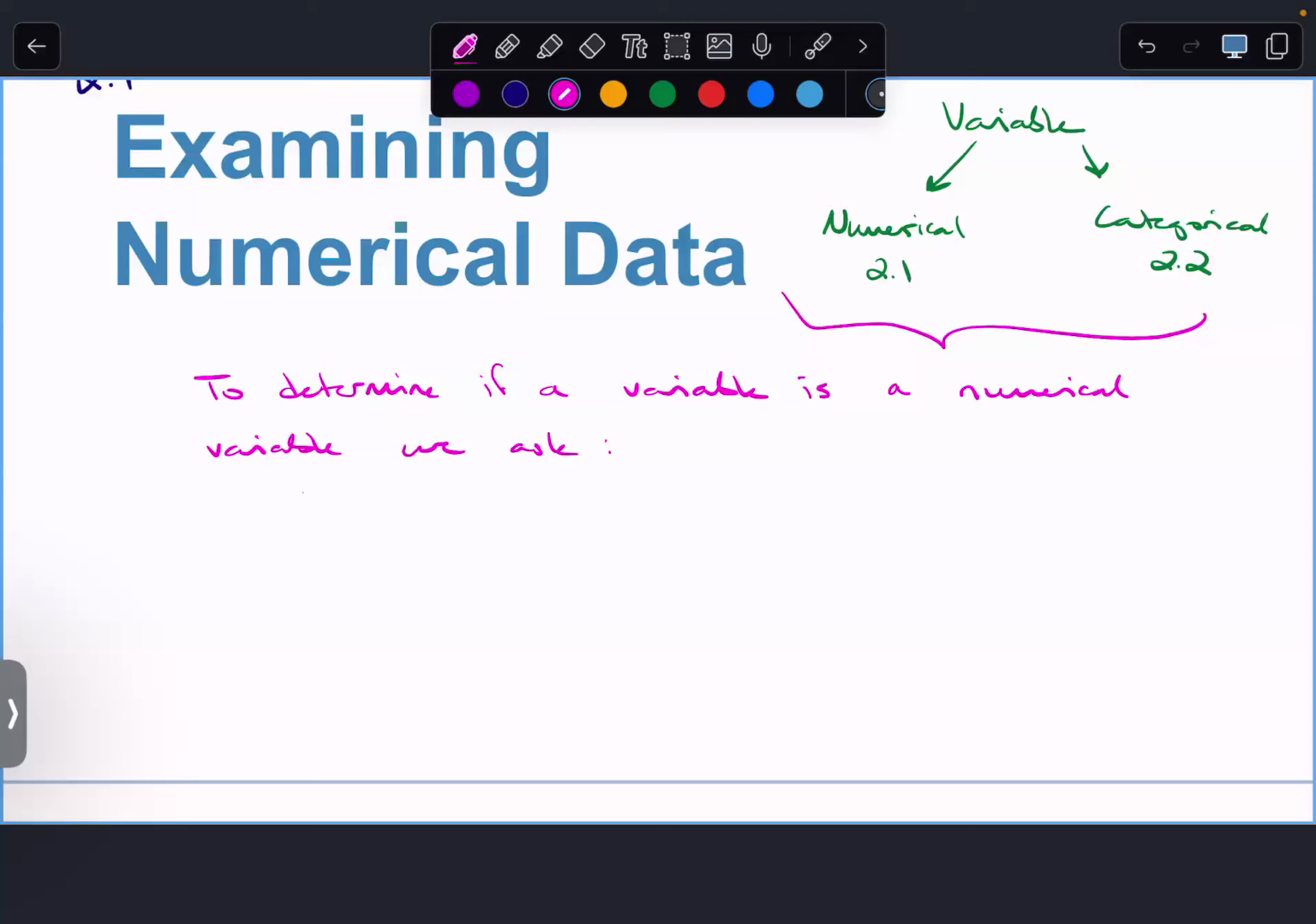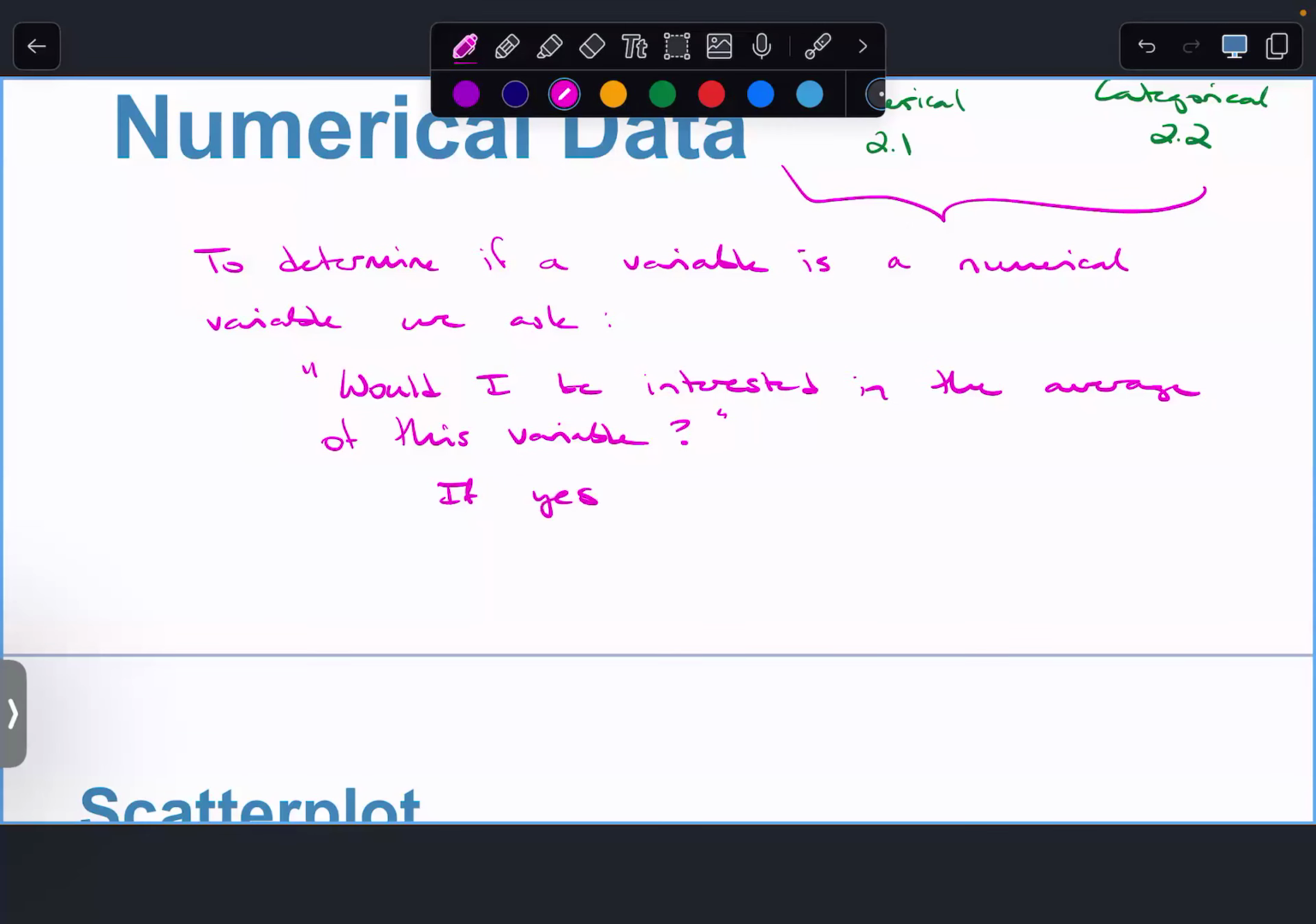we ask, would I be interested in the average of this variable? Yes, it's numerical. And if no, well, there's only one other option, so then it must be categorical. So that's just a quick rule of thumb, and I find that it's really, really helpful.